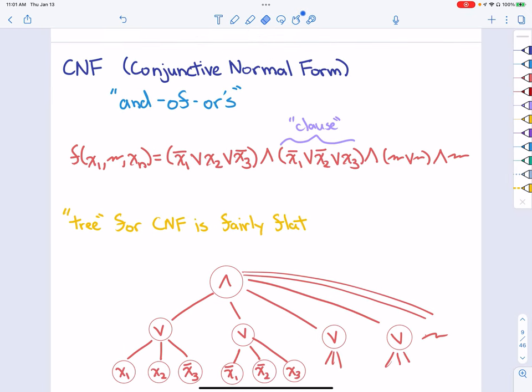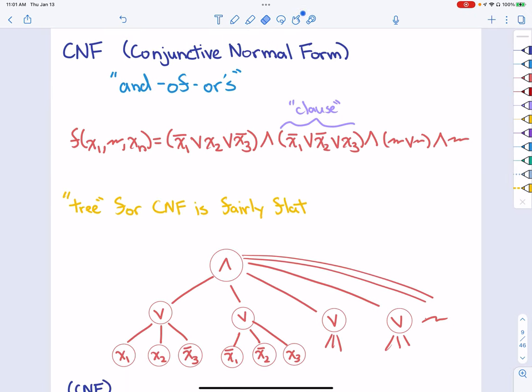So for a formula in conjunctive normal form, the tree will kind of look like this every time. I have my conjunction up at the top, and then I have these disjunctions of a few variables at the second level. This is much cleaner than Boolean formulas in general. A tree is hardly necessary to see kind of what's going on. Okay, great.